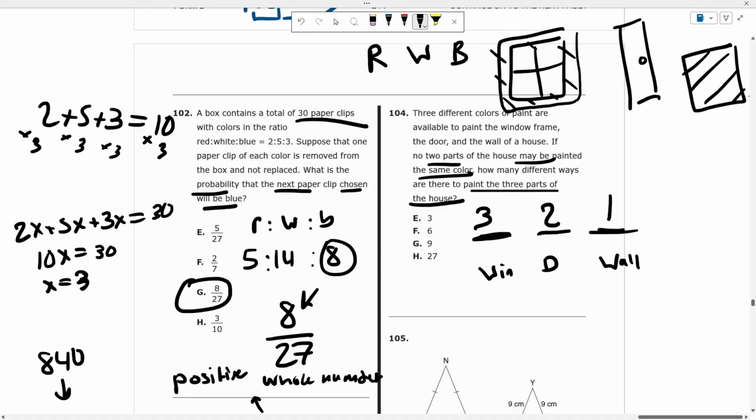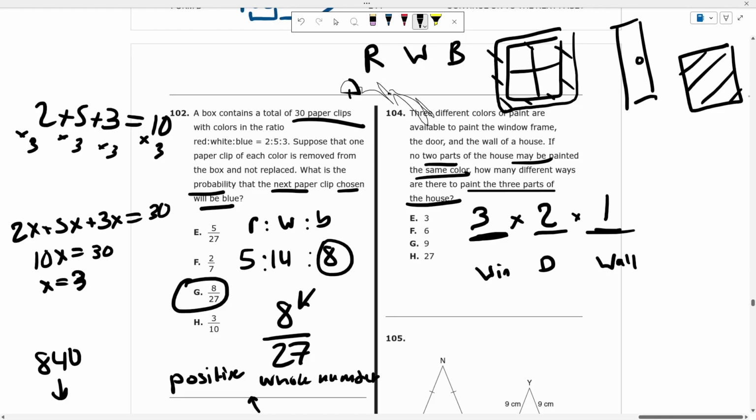So every single time you paint one of these places in your home, you have less and less choices to choose from. So if you want to find the total amount of combinations, you multiply all your possibilities together. So for the first part of the house, you have all possibilities. You can paint with all 3 colors. For the second part of the house, you can only paint with what's left. Meaning that when you use 1 color, you have 2 colors left. So it's 3 times 2 times 1, which is equal to 6.